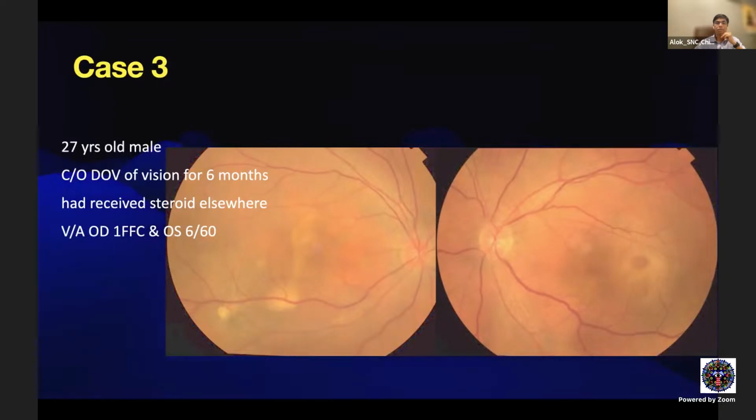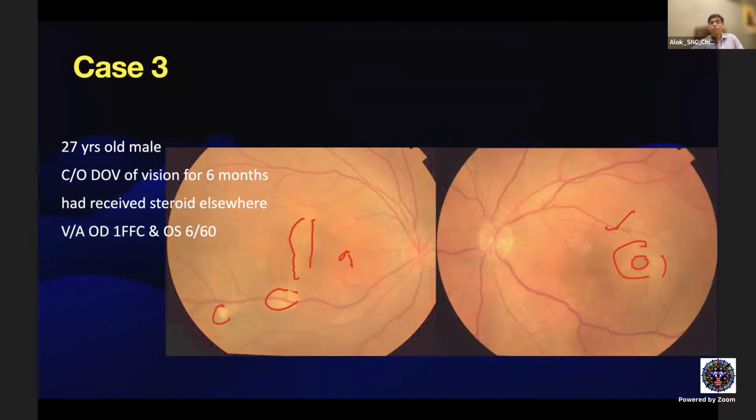diminution of vision for 6 months, and he was already receiving steroids elsewhere. The visual acuity in the right eye was 1 FFC, and in the left eye was 6/60. And what you can essentially see is these deep yellow lesions in both the eyes, right? And also there were pigmentary alterations in both the eyes in the posterior pole. And you can see a small area, which was elevated on clinical examination.